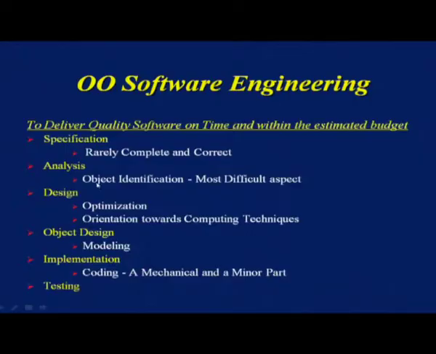Object design is modeling. So, object identification is very difficult, that is analysis. Object design is modeling. So, when we are talking about object oriented analysis and design, we are talking about object identification and modeling. This is another way of telling the same thing about the course. Then we start about coding.